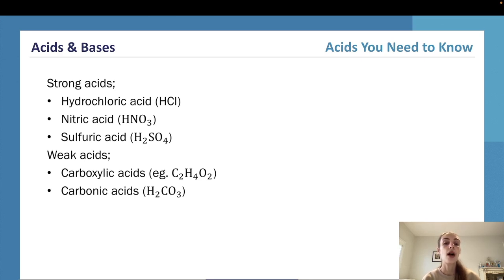And then you've got carbonic acids. Those are going to be anything carbonate, so your H2CO3 or the HCO3 minus. So that's either dihydrogen carbonate or hydrogen carbonate ions.